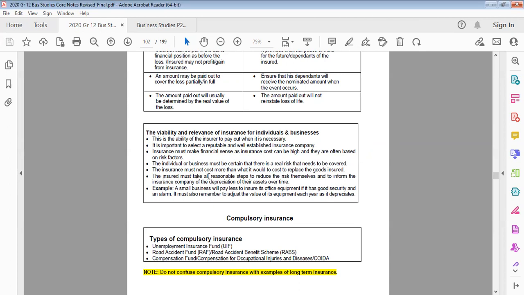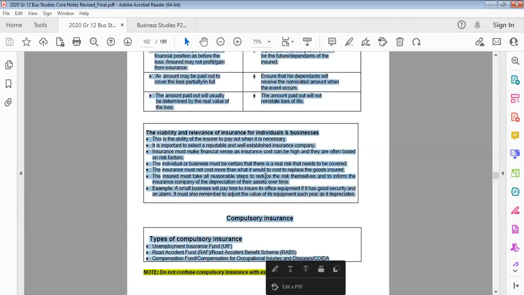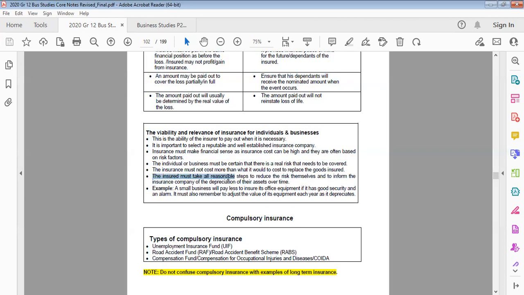The insured must take all responsible steps to reduce the risk themselves, and inform the insurance company of the depreciation of the assets over time. This actually is something that I feel insurance companies need to work on. Because they say to me, if I pay insurance, then it's my job to lessen the premium. So I have to phone them to say, listen here, my asset depreciated, so you must lessen my premium. I feel like they need to do that.